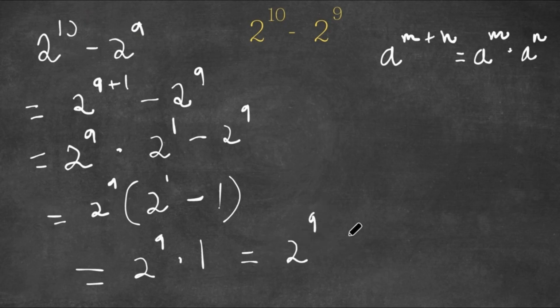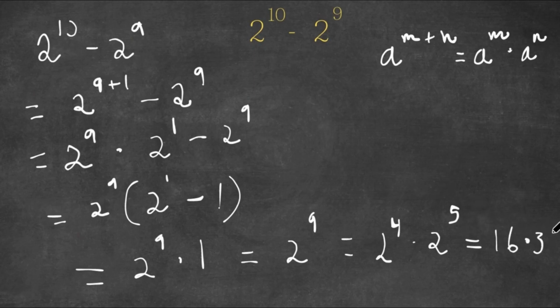Now, 2 to the power of 9 is equal to 2 to the power of 4 times 2 to the power of 5, because, remember, a to the power of m plus n is equal to a to the power of m times a to the power of n. So now, 2 to the power of 4 is 16 and 2 to the power of 5 is 32. So we have 16 times 32. We have 32 times 16.